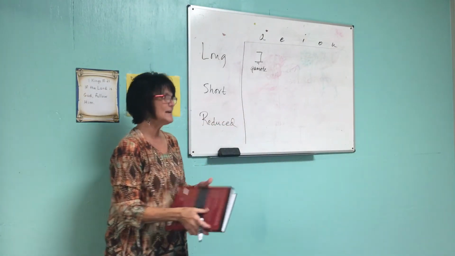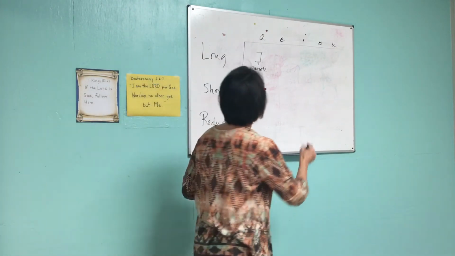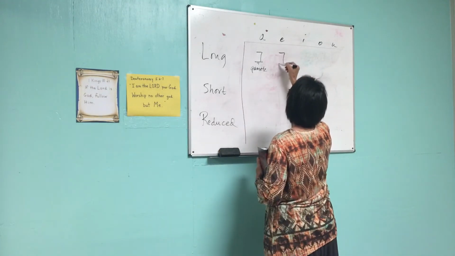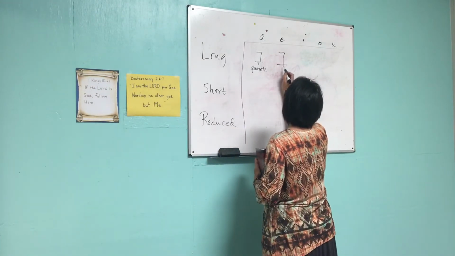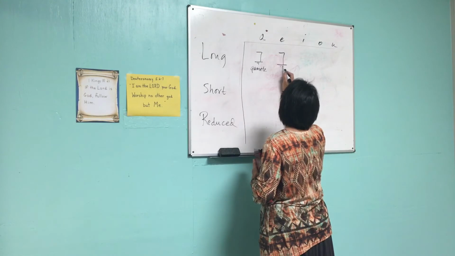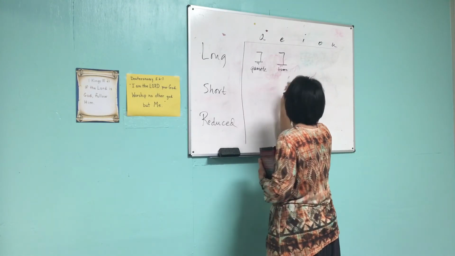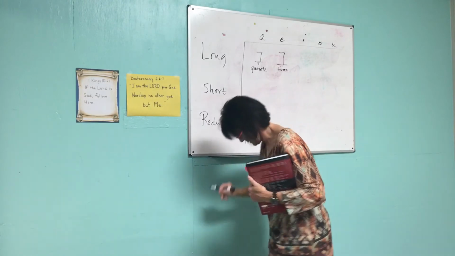All right, what about the E? What is the long? What does the long E look like? Two dots. Two dots, and it's called the what? Tzere. Sorry about that, I ran that all together.